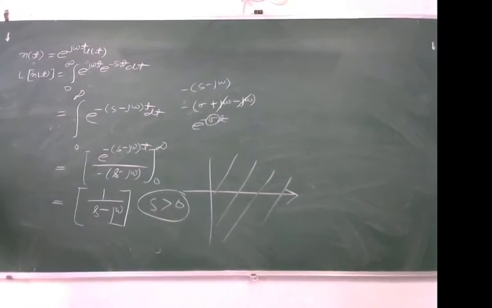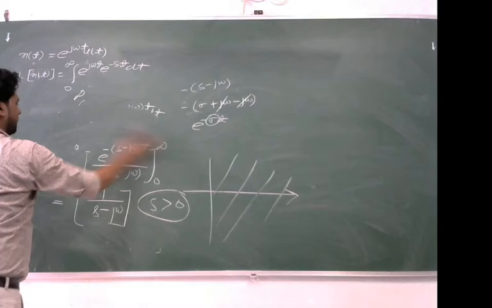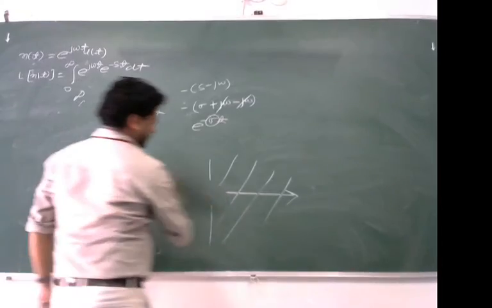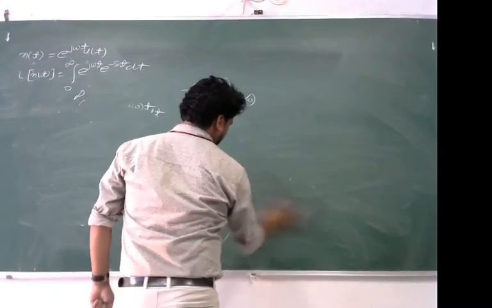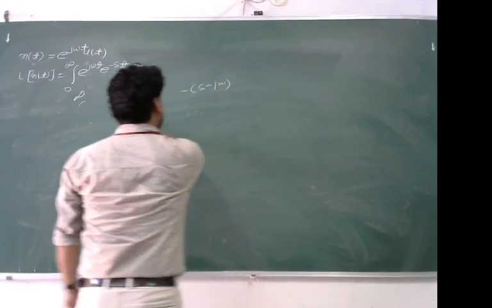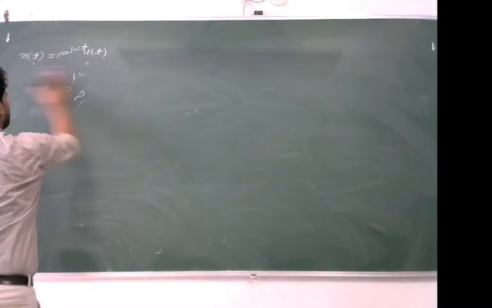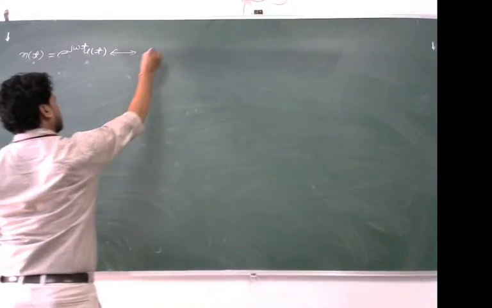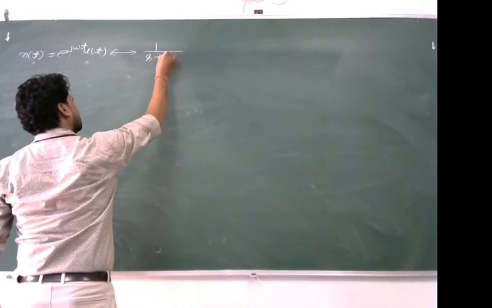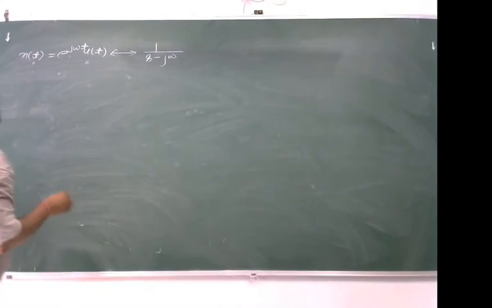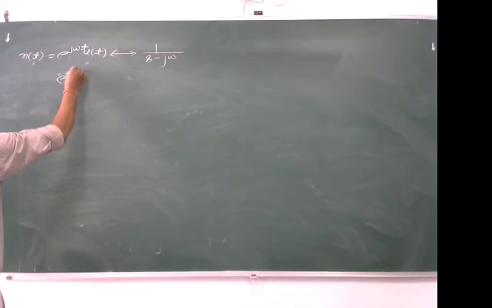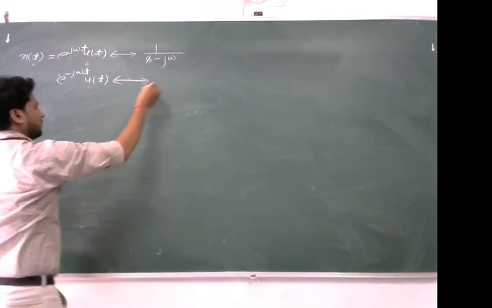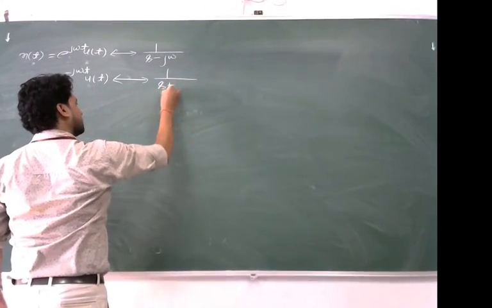So the Laplace transform of e^(j omega t) u(t) will be equal to 1 upon s minus j omega. Similarly, we can find the Laplace transform of e^(-j omega t) u(t), and this will be equal to 1 upon s plus j omega.